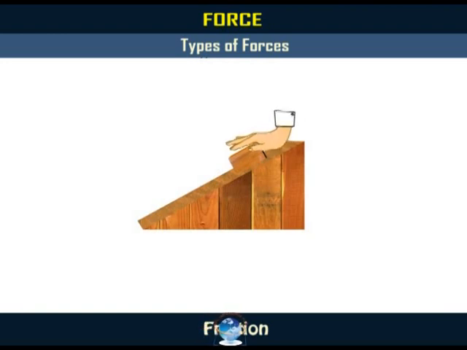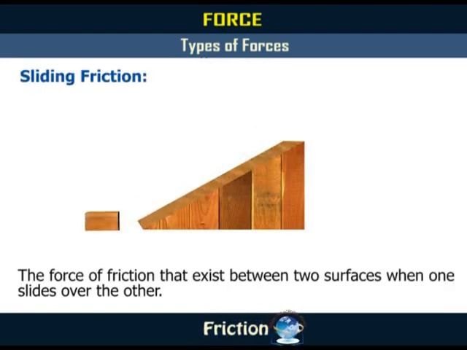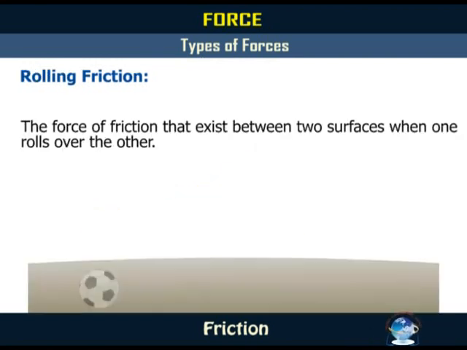When a force is applied, the block starts to slide. The friction that exists between two surfaces when one slides over the other is called sliding friction. If the object rolls on the surface, then the friction existing between the two surfaces is called rolling friction.